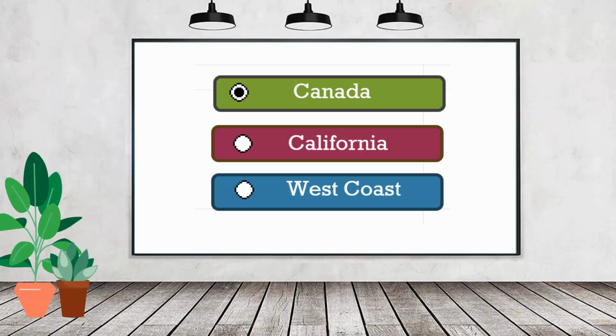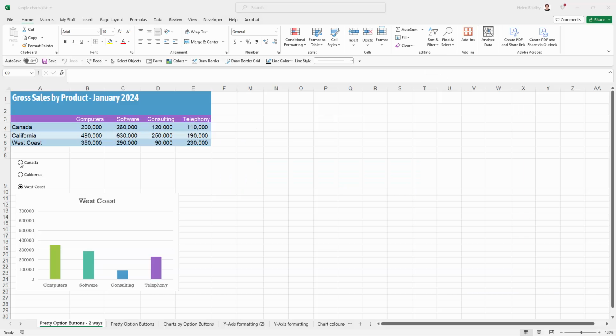Today we're looking at making option buttons look better in Microsoft Excel. I have a worksheet here and this is actually working a little chart down here, and I have a video that teaches you how to do that. It's linked up here in the top corner, but right now what we're looking at is making these option buttons look better.